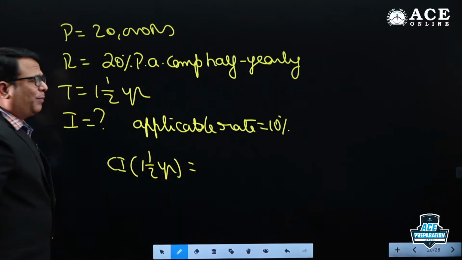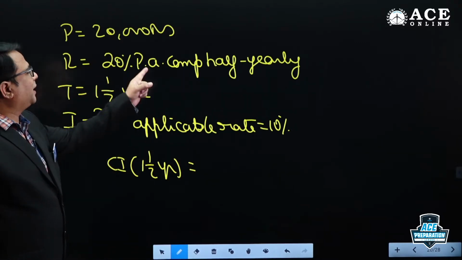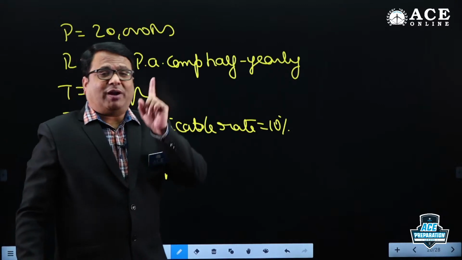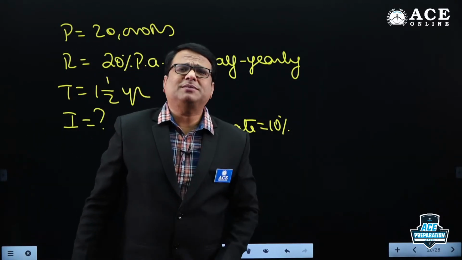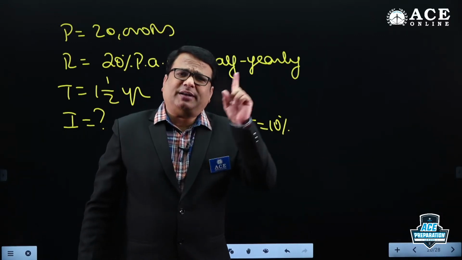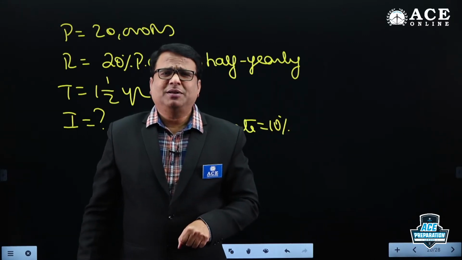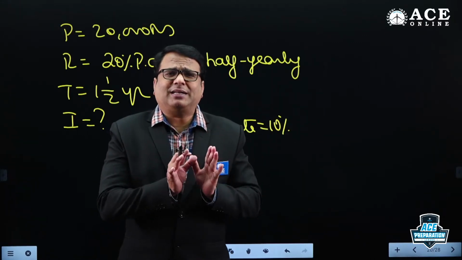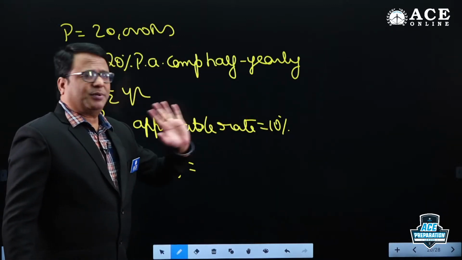Now, why do I write applicable rate as 10%? Very simple. Rate of interest is 20% per annum. For 1 year, it is 20%. But we are calculating interest every 6 months. So for 1 year, if rate of interest is 20%, for 6 months, it should be 10%. That means we have to calculate interest at 10%. So therefore, I wrote applicable rate 10%.